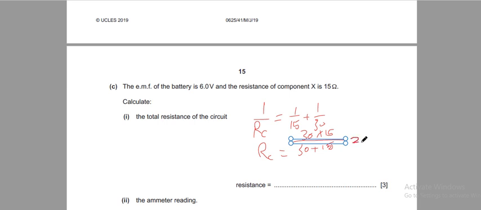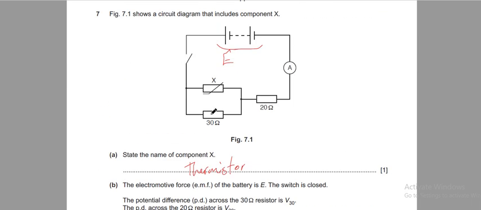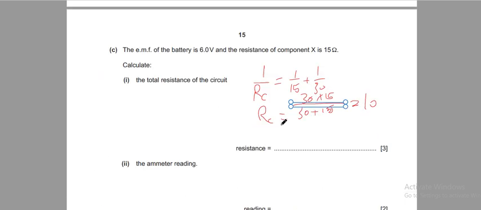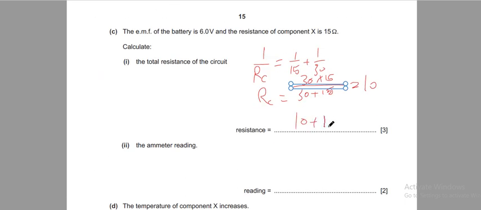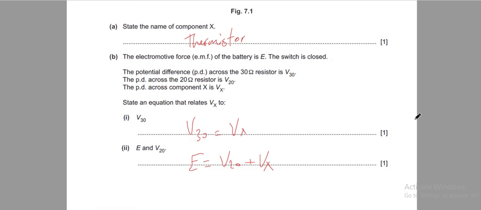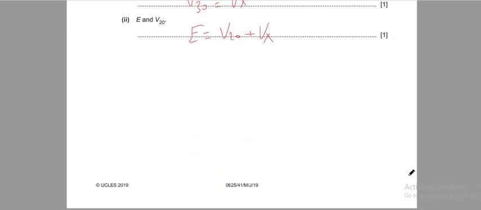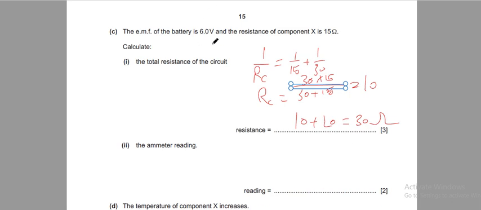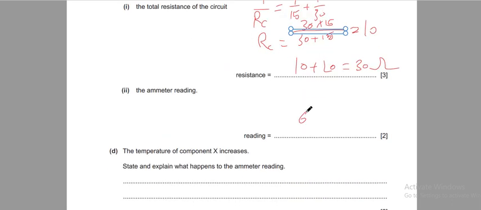It gives 10. 10 is only the total resistance of these resistors, so it should be added to 20 because they are connected in series. So 10 plus 20 equals 30, and the unit is ohm. Meter reading: the meter is connected here, so we can say that 6 volt, which is the total voltage, over total resistance, which is 30, equals 1 over 5 or 0.2 ampere.